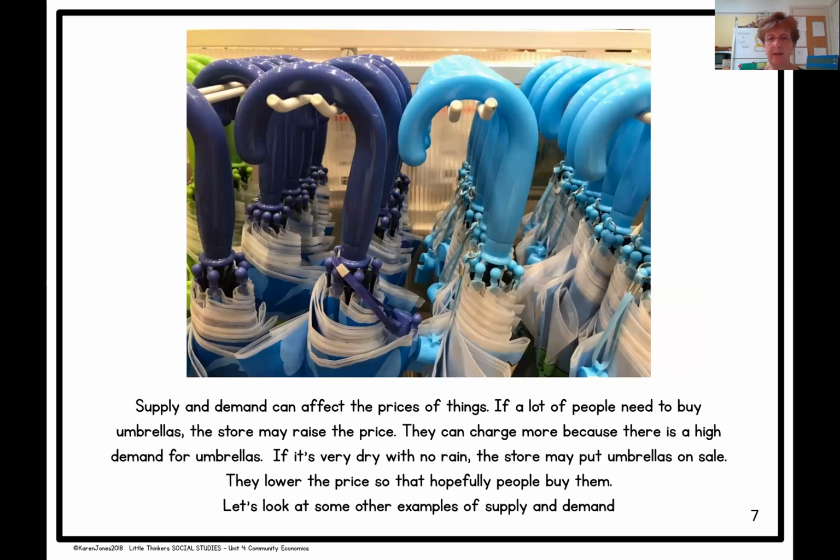Supply and demand can affect the prices of things. If a lot of people need to buy umbrellas, the store may raise the price. They can charge more because there is a high demand for umbrellas. If it is very dry with no rain, the store may put umbrellas on sale. They lower the price so that hopefully people buy them. Let's look at some other examples of supply and demand.